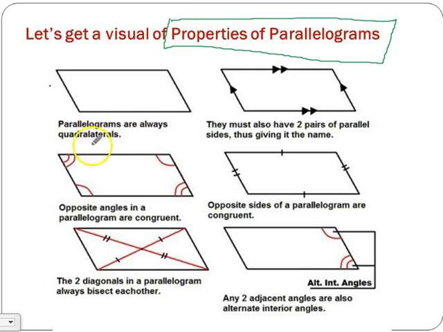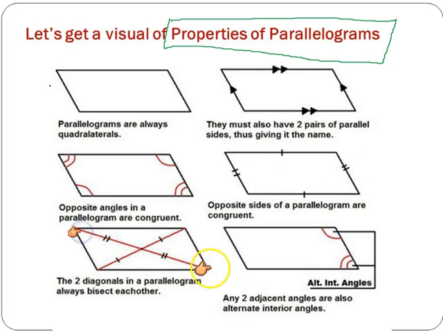So parallelograms are always quadrilaterals. They're always going to have 4 sides. The opposite sides in parallelograms will always be congruent. The opposite angles will always be congruent. The opposite sides will always be congruent in parallelograms.